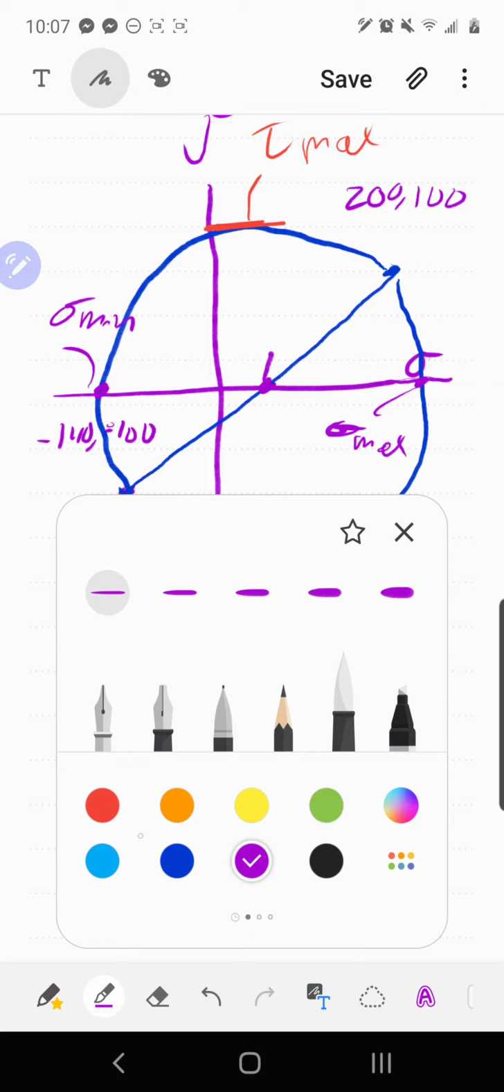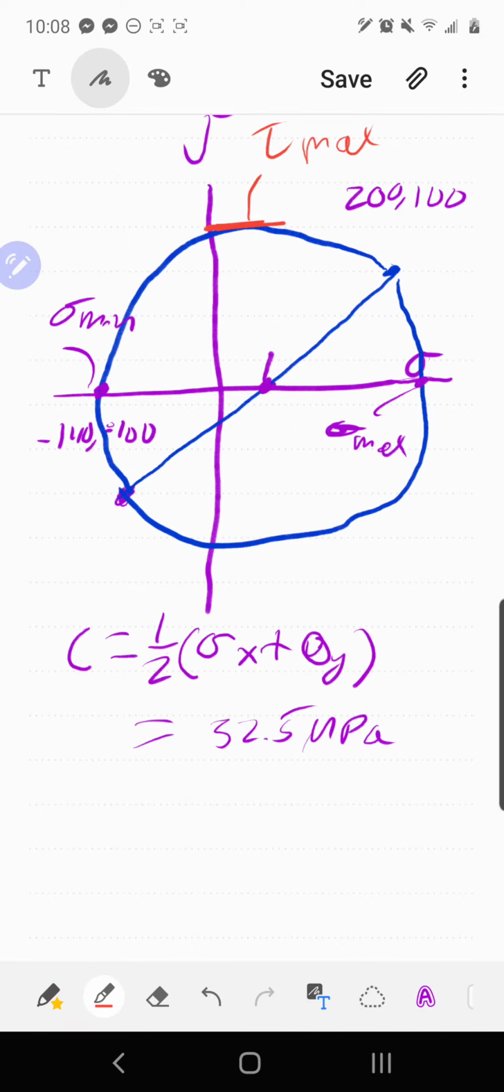let's use red. We can find out how far up tau max is. This is r. So how do we find that? Well, let's take this length here and this length here, and basically do some trigonometry so we can get the radius. Or sorry, we want this length. So we're going to use this length and this length here.